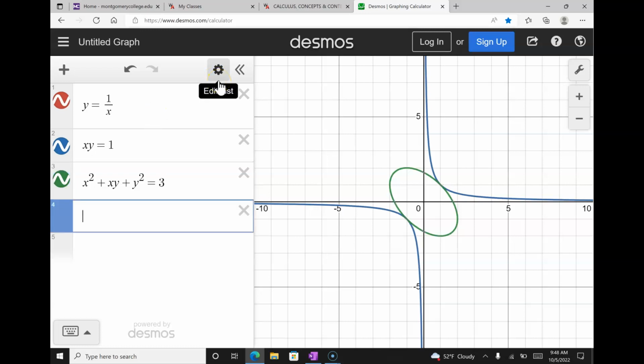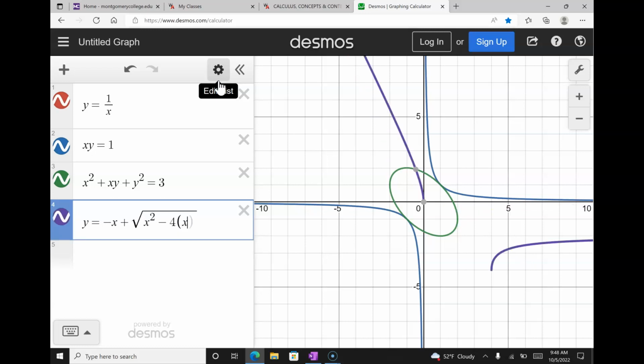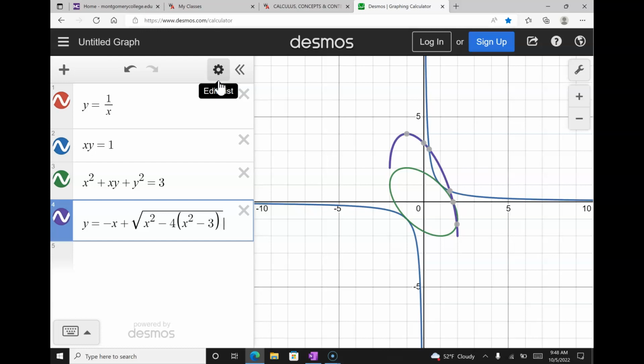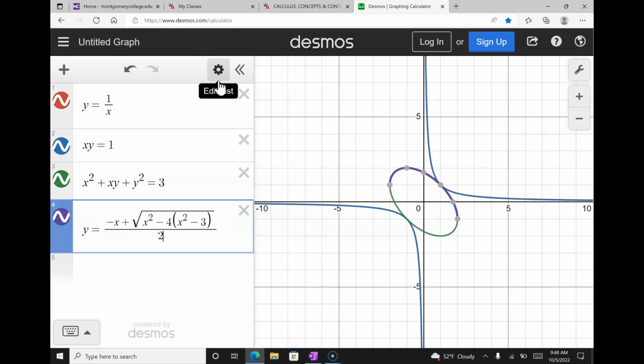Can you read that one to me? What did I have? Y equals negative x, right? I'll just do the plus square root of, yep. Nice. X squared minus 3, right? Nice. All over 2, right? And you can see it's giving me half of that ellipse, right?